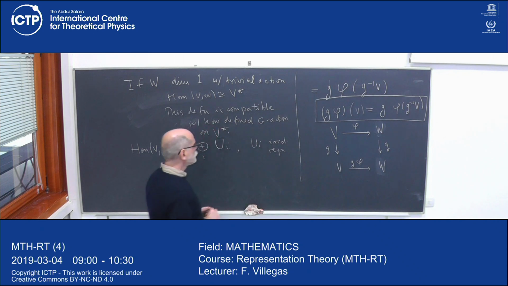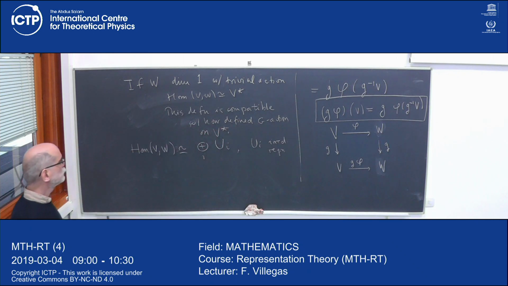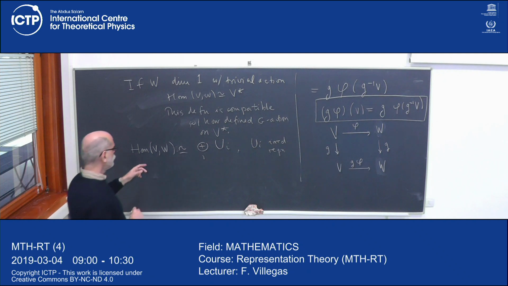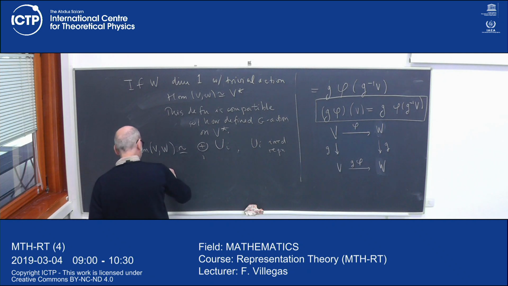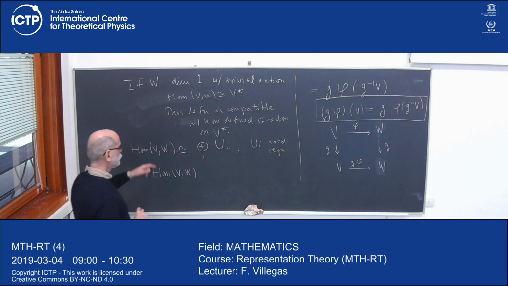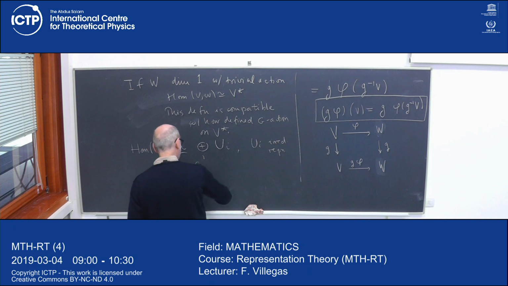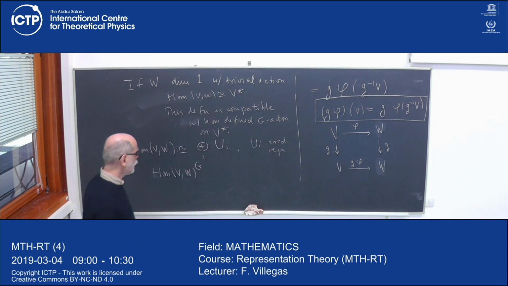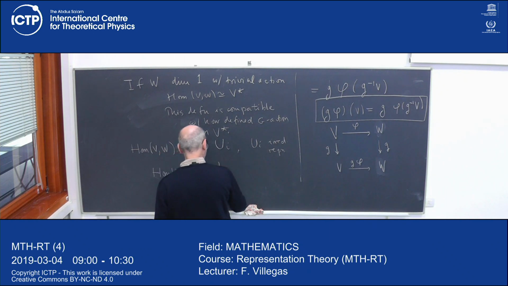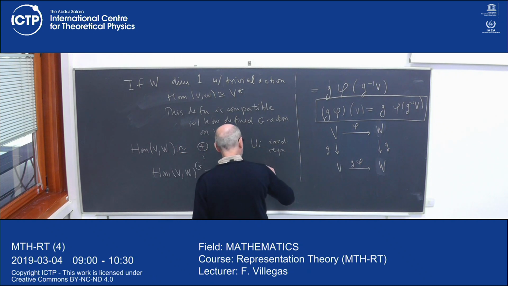Among the irreducible representations, we always have the trivial representation, and this corresponds to the vectors inside the vector space that are completely fixed by the group action. So these are linear maps that are fixed, such that G phi is equal to phi.